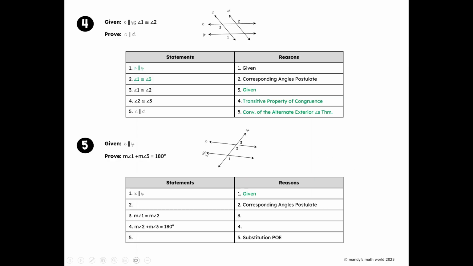Okay, well, if these two lines are parallel, that would make line W the transversal. These are corresponding angles, and the postulate tells us they're congruent. So angle 1 is congruent to angle 2. Statement number 3 says the measure of angle 1 equals the measure of angle 2.